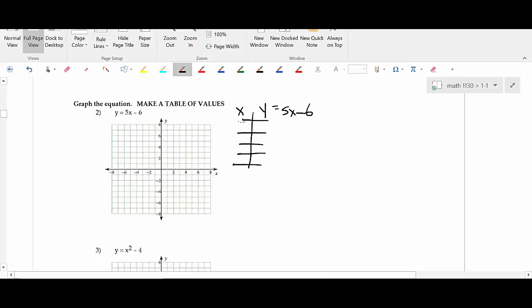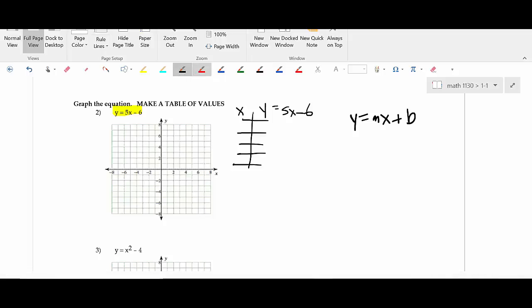So what we're going to do here is just pick a couple of numbers for x. Now from your background, do you guys know what 5x minus 6 looks like? It's a line. You may or may not know that. It's a line because a line looks like mx plus b. That's what line structure looks like. And that's not that important right now.